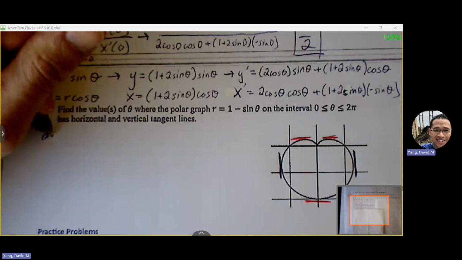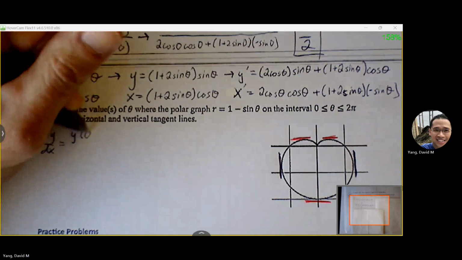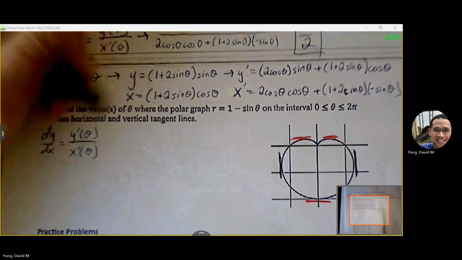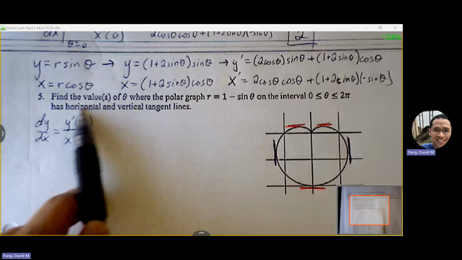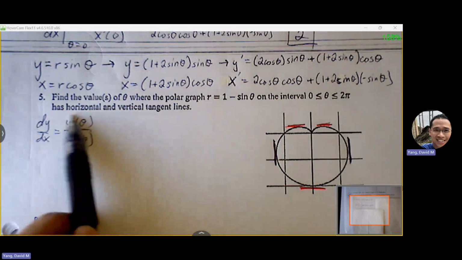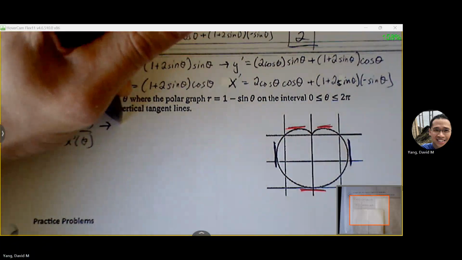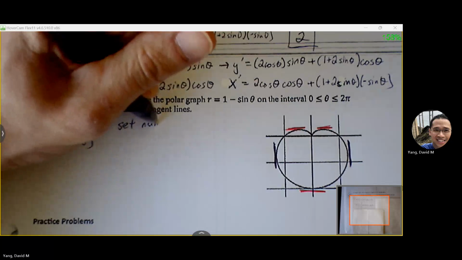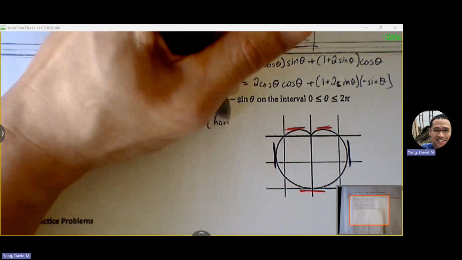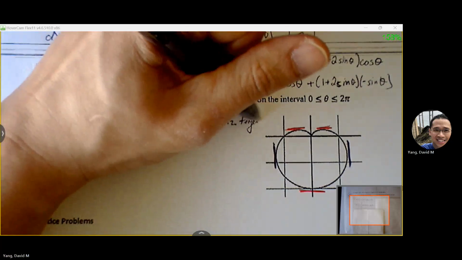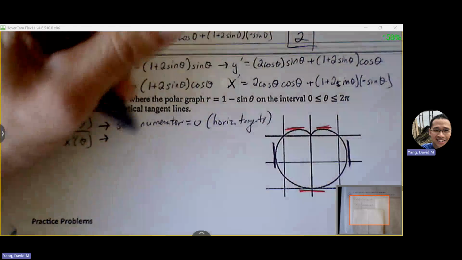Now we know what slope is, right? Slope is dy over dx, which is y prime over x prime. Whatever causes my y prime to be 0 is going to be where my horizontal tangents will occur, right? Whenever my numerator is 0, that's slope 0, and that's what I see. So anytime my y prime is equal to 0, I'm looking for horizontal tangents. Therefore, my x prime is going to give me information about my vertical tangents.